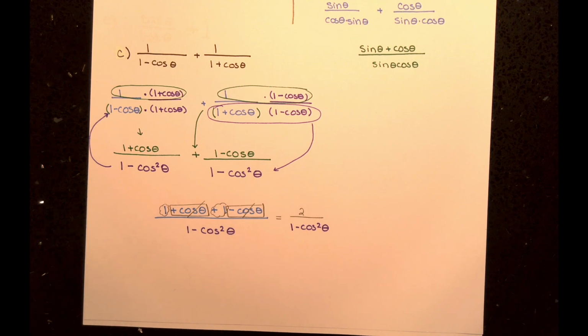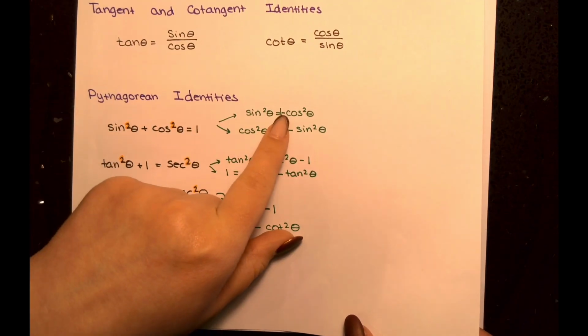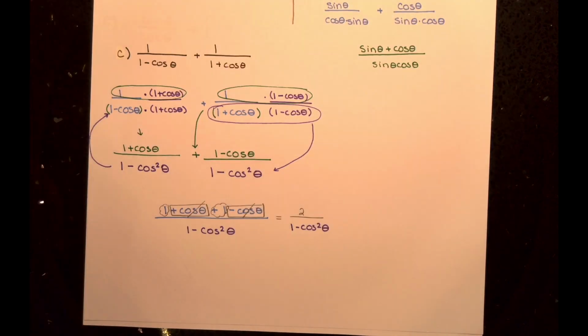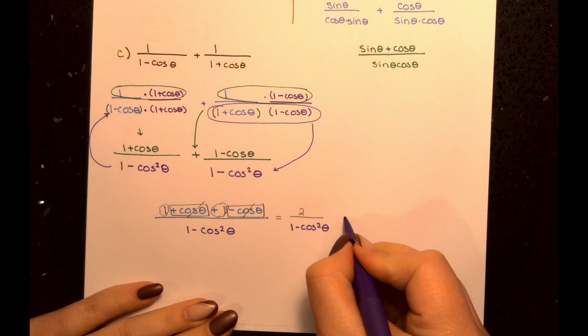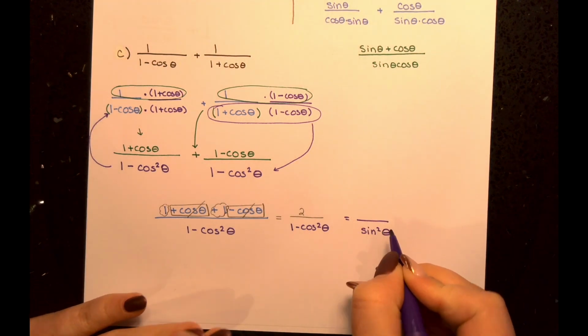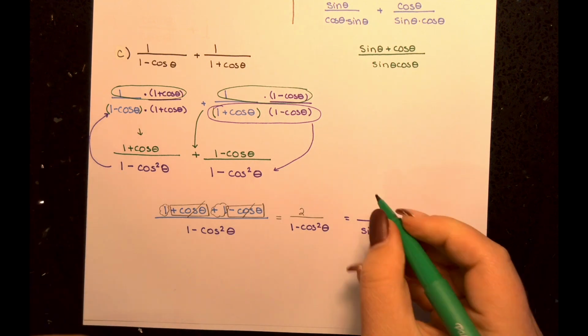Now I see a cosine squared. I'm thinking perhaps that is an identity. We're going to have to check. 1 minus cosine squared is indeed an identity to sine squared of theta. So we're going to rewrite this as sine squared of theta. And then we still have that 2 in the numerator.